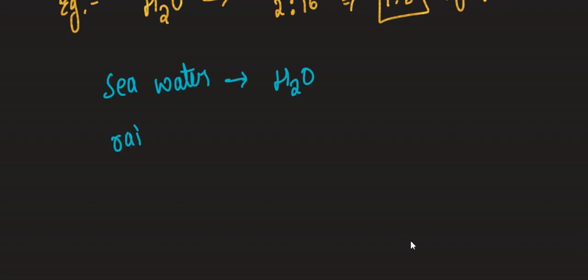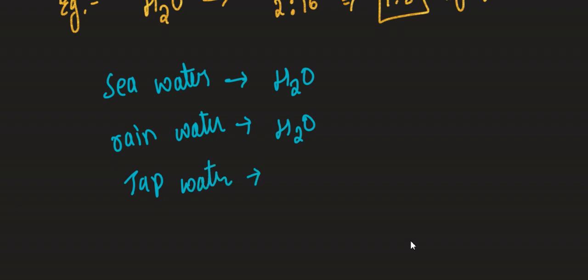Suppose I take rainwater, whatever water is present in the rain. What is the formula of that water? The formula of that water is H2O. Repeating again, I'm not asking the composition of rainwater. I'm just asking whatever water you get from rain, what is the formula of that water? It is nothing but H2O, right? Suppose I take tap water, whatever water comes from the tap, the formula is nothing but H2O.